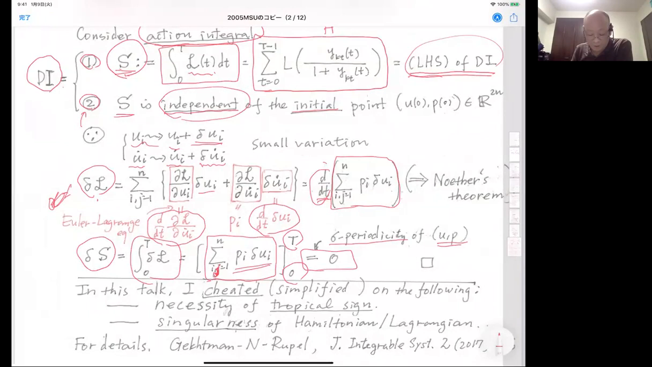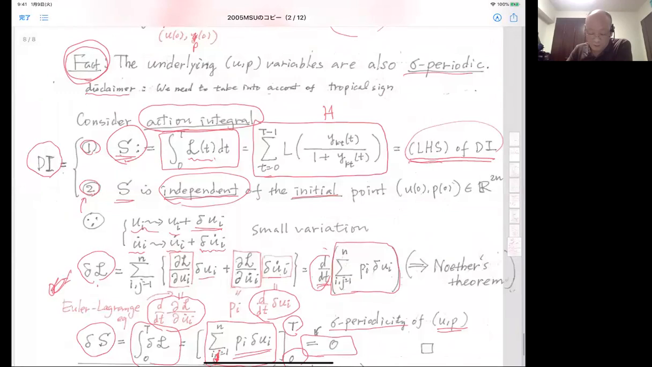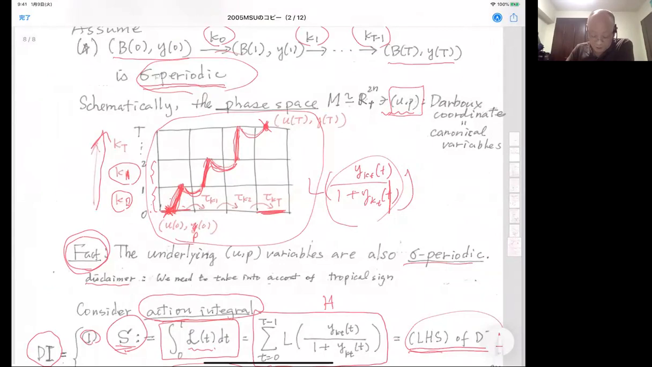I have explained where it comes from, and I explained why the dilogarithm identity holds from the viewpoint of classical dynamics. So from this diagram, we have the dilogarithm identity.